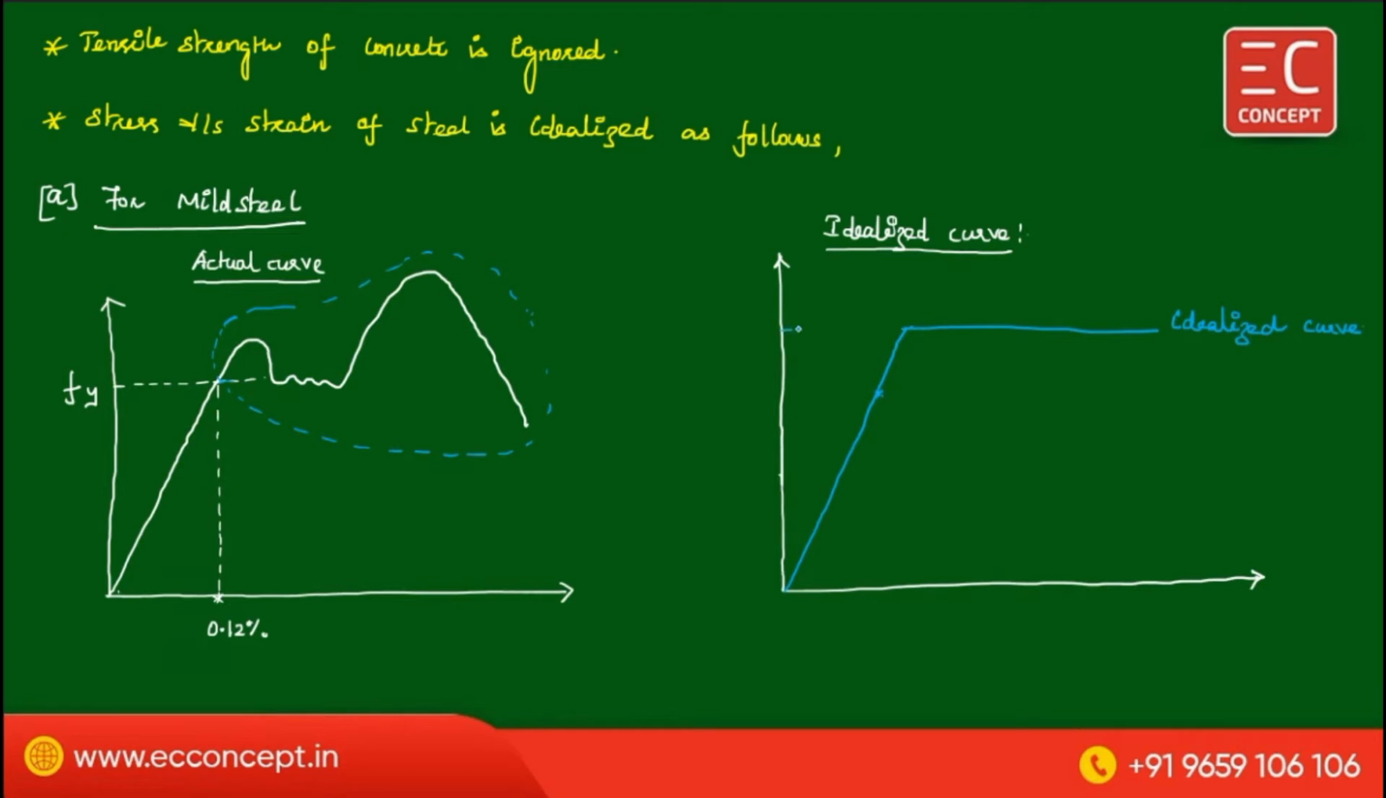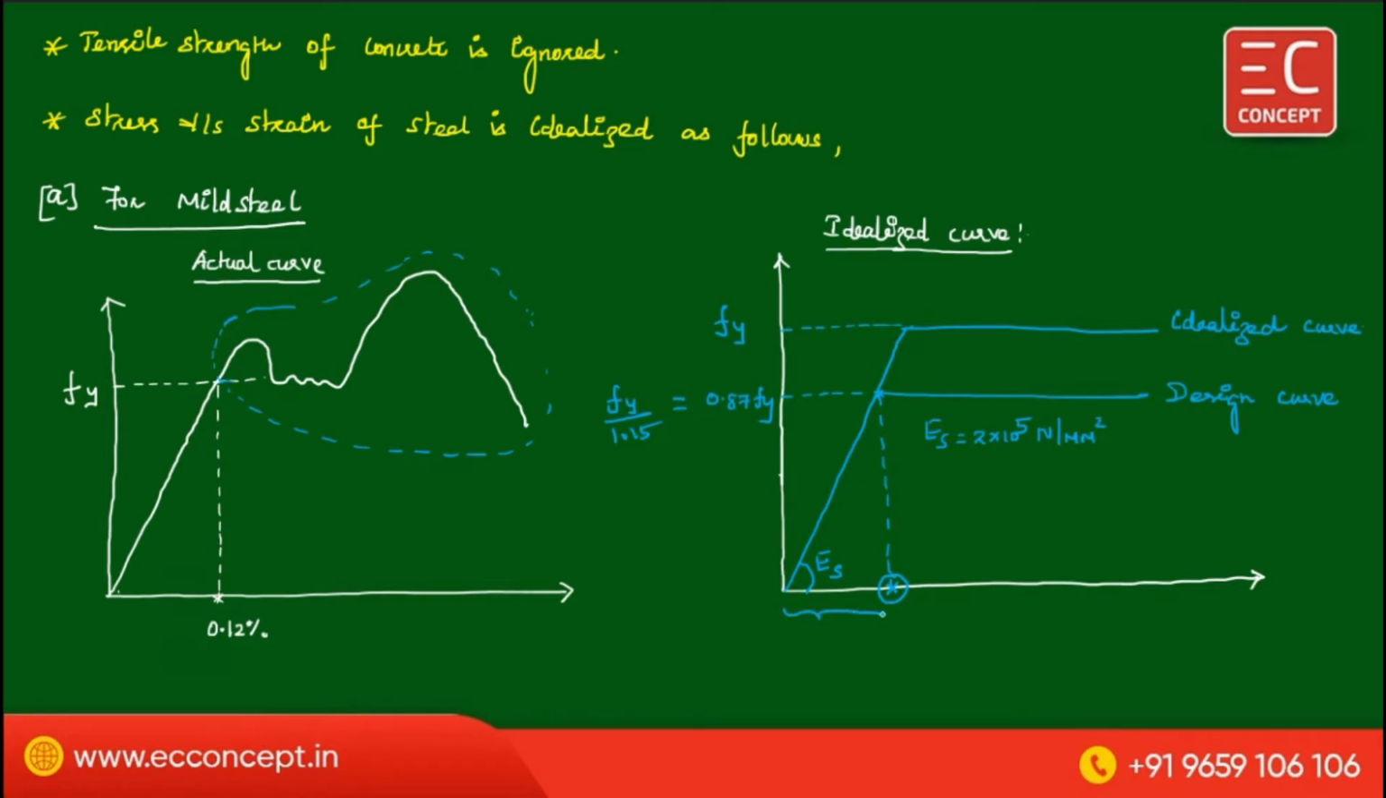Somewhere here, after putting in the factor of safety, this is fy, and somewhere here this is equal to 0.87 fy. So it is having a factor of safety of 1.15, and we can say this is the design curve, and this we are getting as fy divided by 1.15. Now, what is the strain here? The slope of this stress strain curve is Young's modulus of steel. We know that this is 2 into 10 raised to 5 Newton per millimeter square.